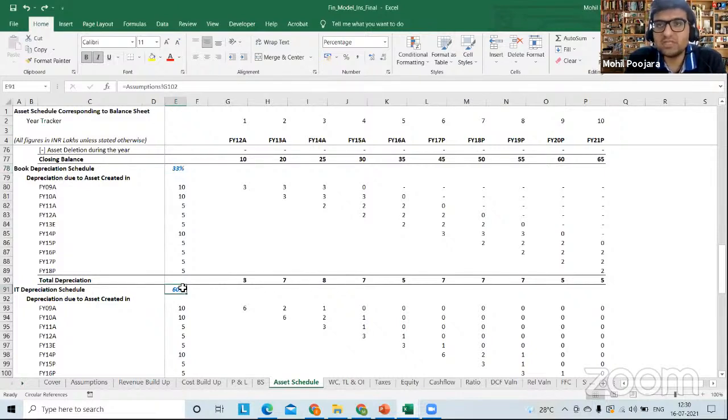Also, depreciation differs between what you show in the books of account and what you take for calculation of income tax. So what depreciation rate should you take? All of those nuances are also considered when we build the model.